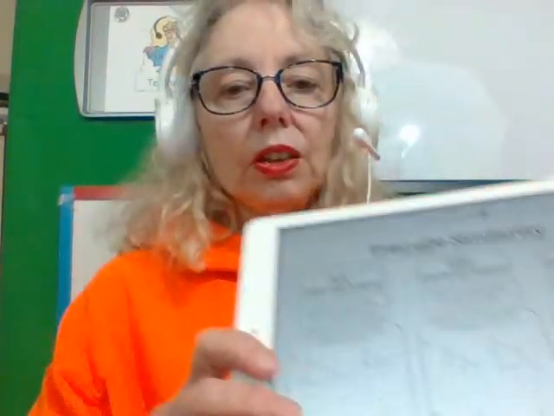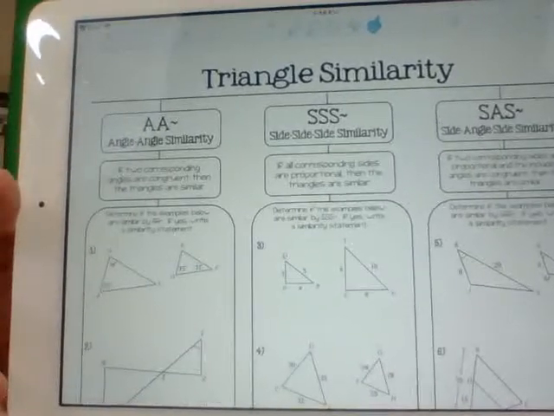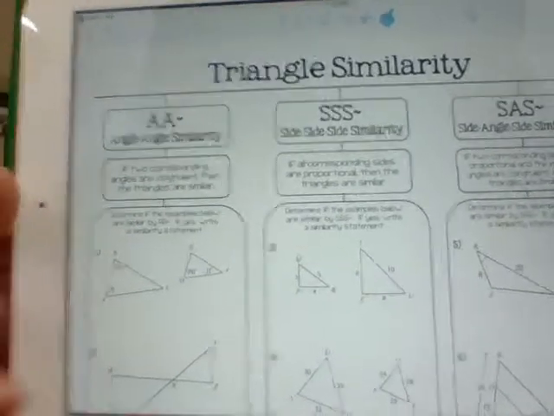Okay, we're going to talk about triangle similarity. You should have these notes from iTunes downloaded. Make sure you put them in Notability. And we're going to talk about how you prove triangles are similar.